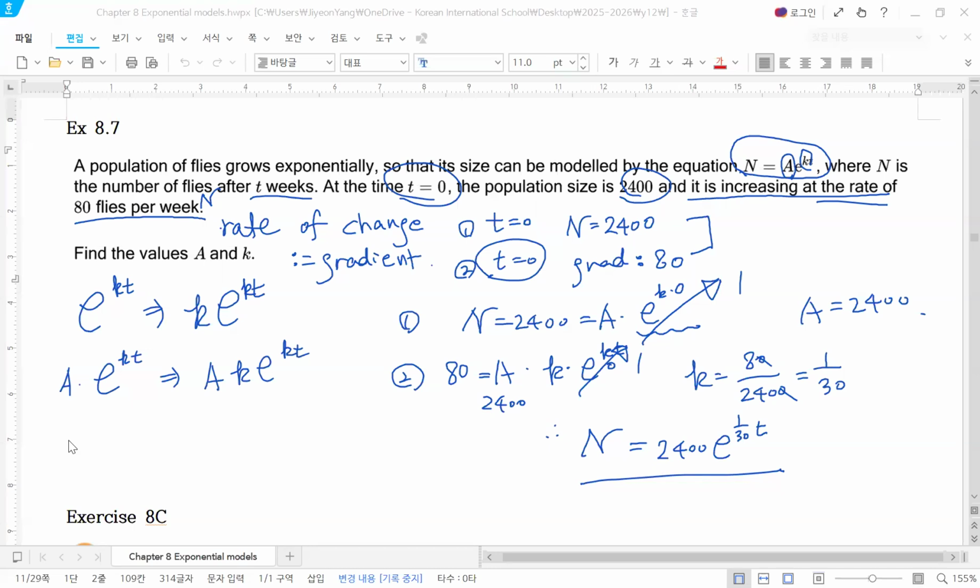Which file type is better, PNG or PDF? PDF, okay.